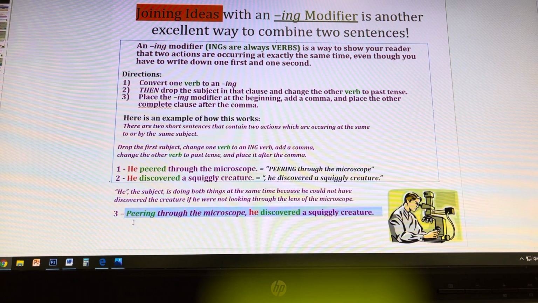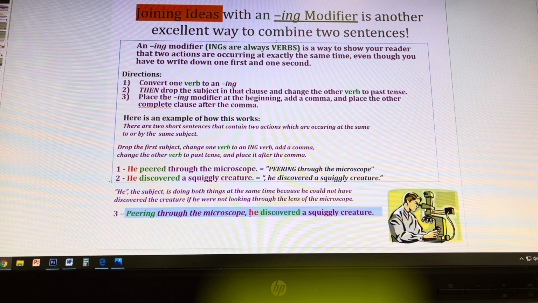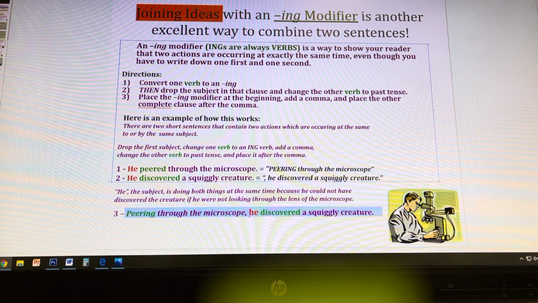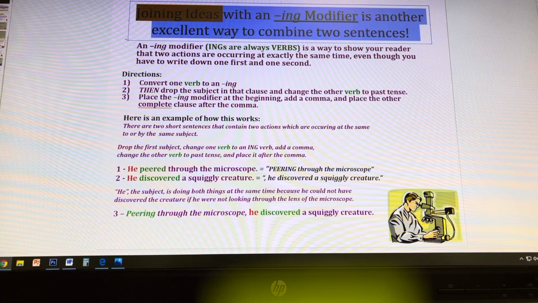So what that means now is that this first part, the peering through the microscope, is happening at the exact same time as his discovery of a squiggly creature. And even though we can't literally say them at the same time, this is how we present that they are occurring at the same time. Joining ideas with an ing modifier.